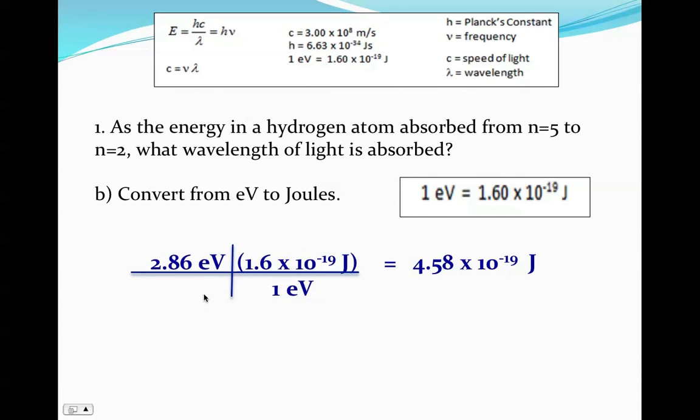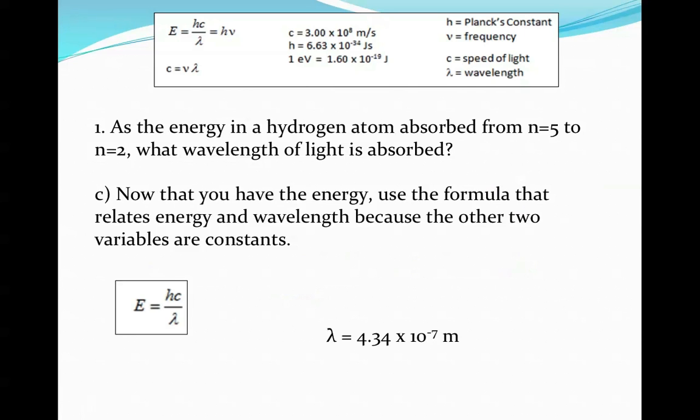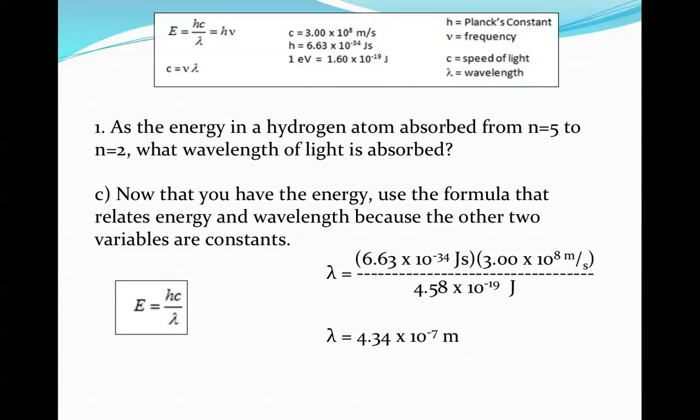We're going to start with our electron volts, use our conversion factor. Remember, if we start with electron volts, you put electron volts in the denominator. And in solving this, we now know our amount of energy for this transition in joules. So now that I have that in joules, I can then go ahead and actually use the formula that's going to relate energy and wavelength, because the other two variables are constant.